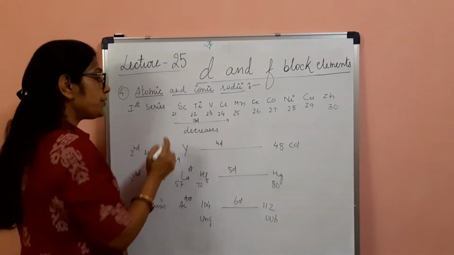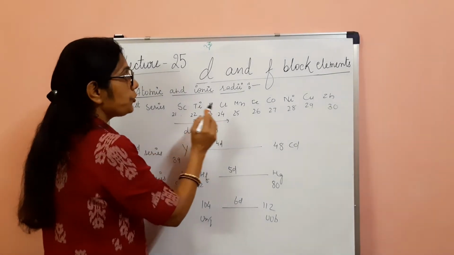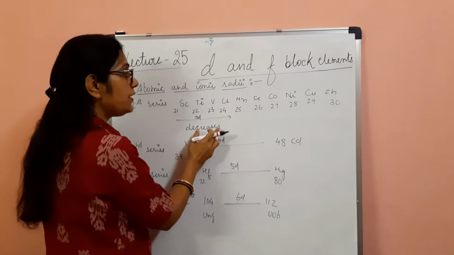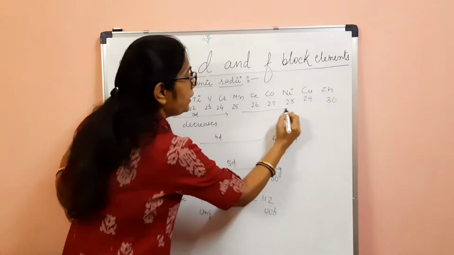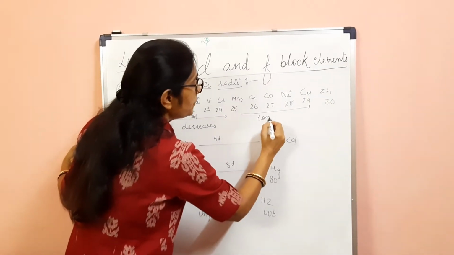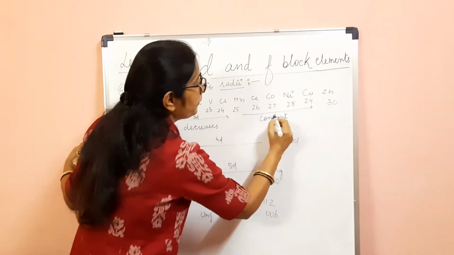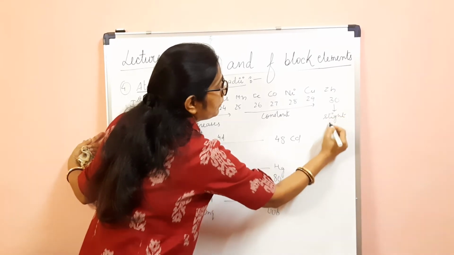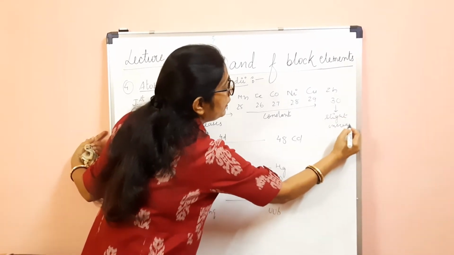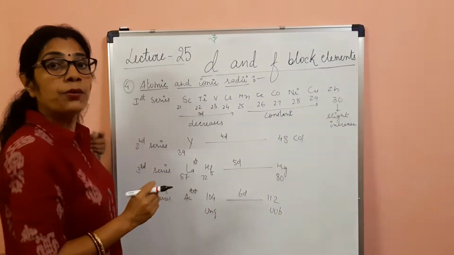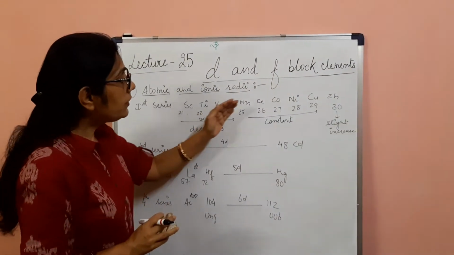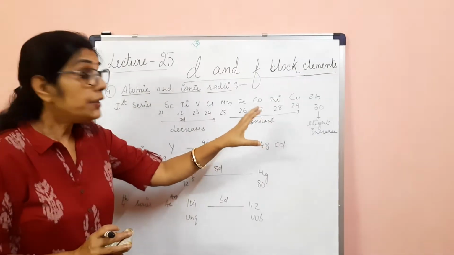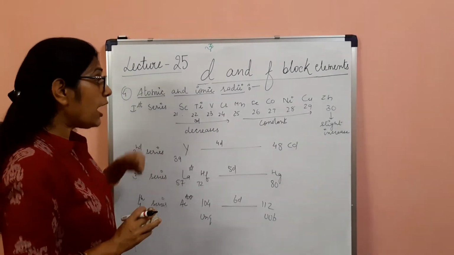So what happens? From scandium to chromium, up to here atomic size decreases, and from manganese till copper it becomes almost constant, and there is a slight increase in atomic radii for zinc. Look at the change, look at the trend. It is not a regular decrease or increase. So why does it happen?